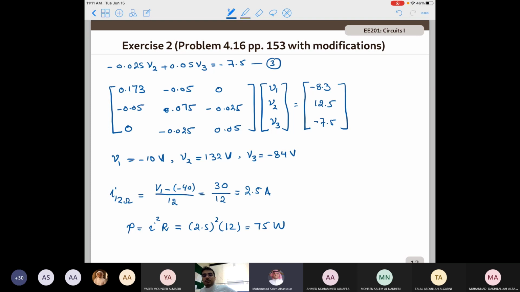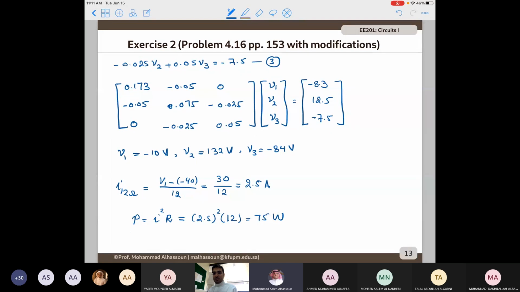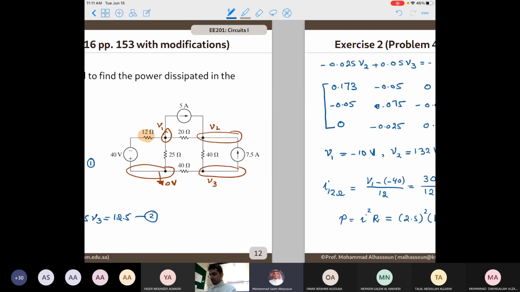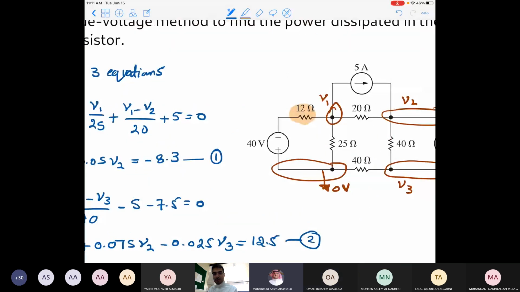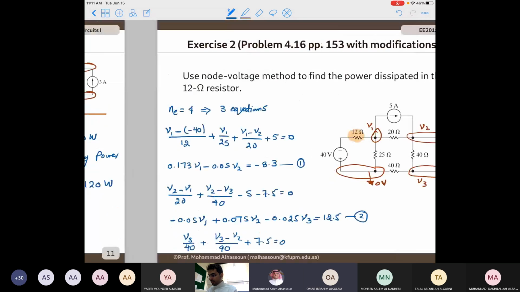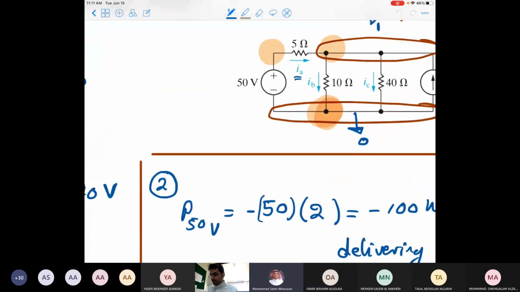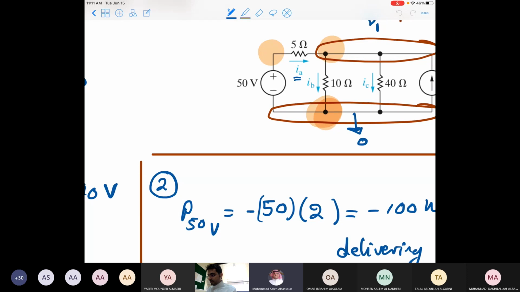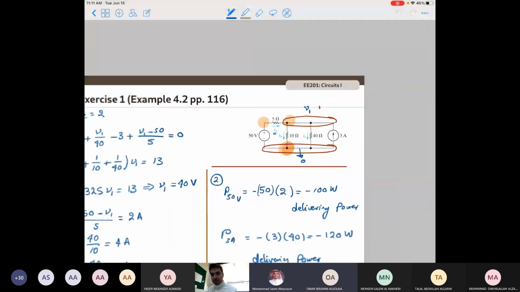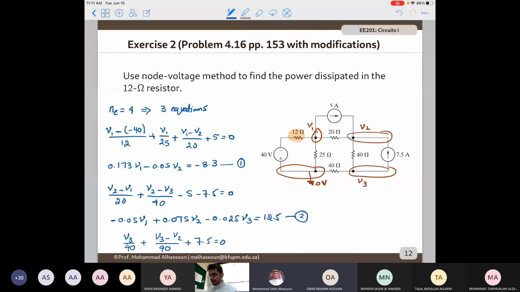Okay, question? Ahmed, Omar, questions? Yes, doctor. Why do we use minus 40 for the battery? Because here, look at the polarity. Because it's inverted? Yes, because it's inverted here. Here we have positive because the polarity is like this. So it's always positive up and negative down, or what?